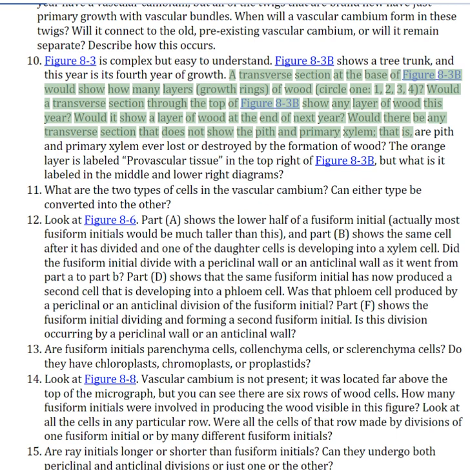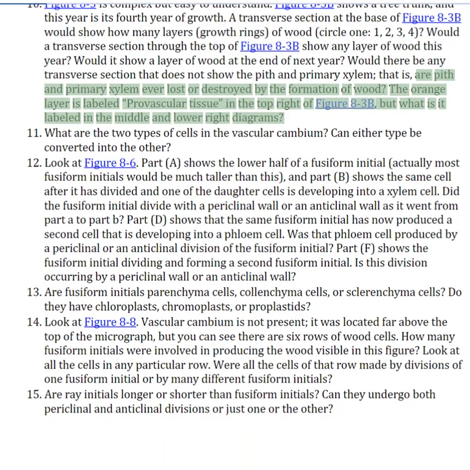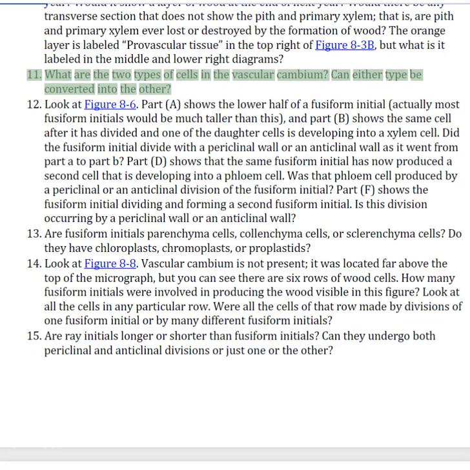Would there be any transverse section that does not show the pith and primary xylem? Are pith and primary xylem ever lost or destroyed by the formation of wood? The orange layer is labeled provascular tissue in the top right of figure 8.3b, but what is it labeled in the middle and lower right diagrams? 11. What are the 2 types of cells in the vascular cambium? Can either type be converted into the other?